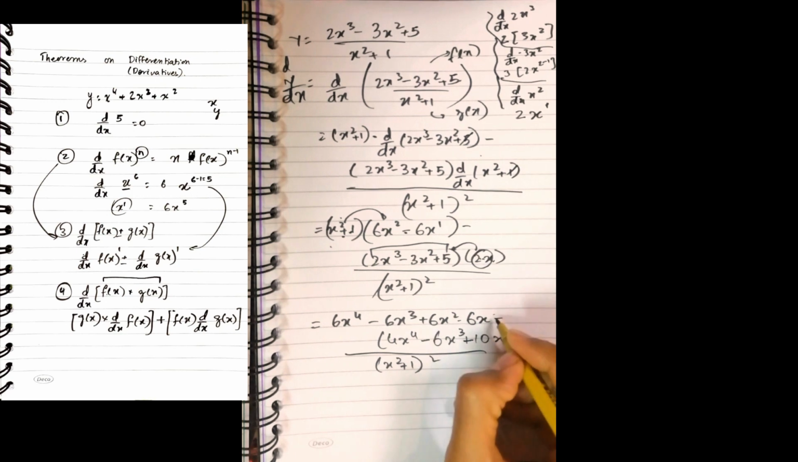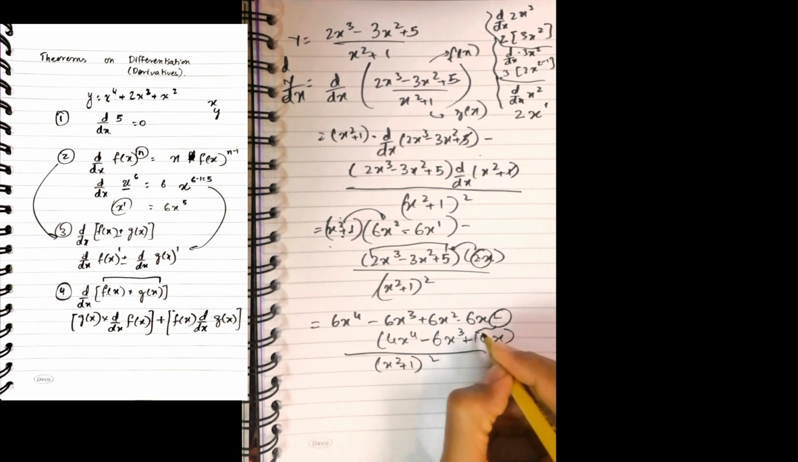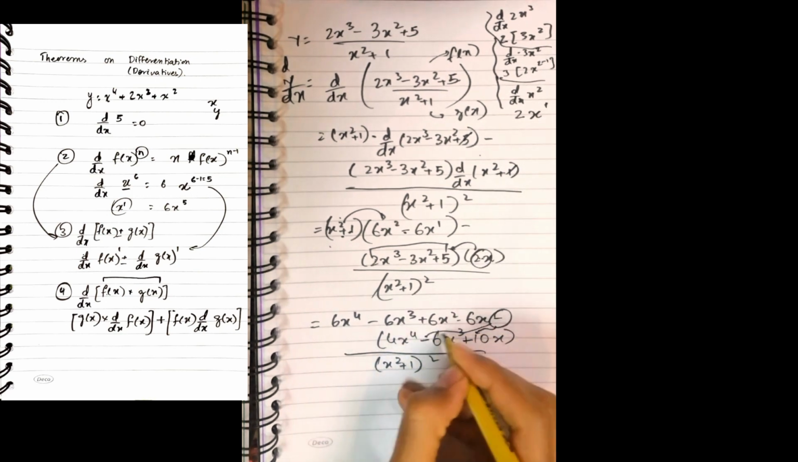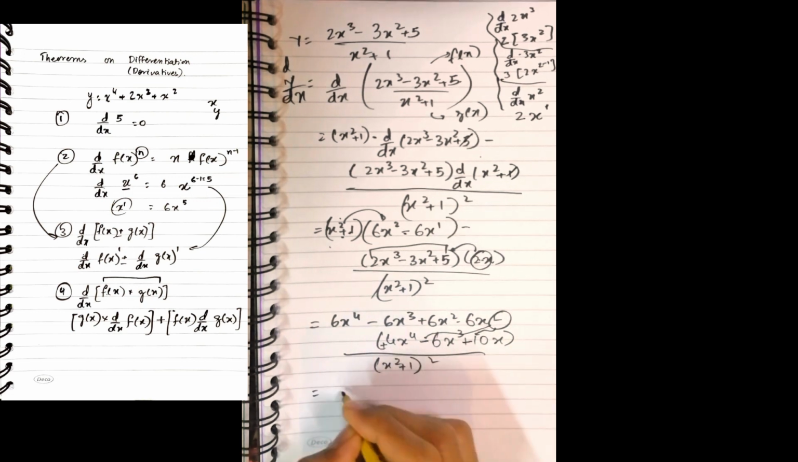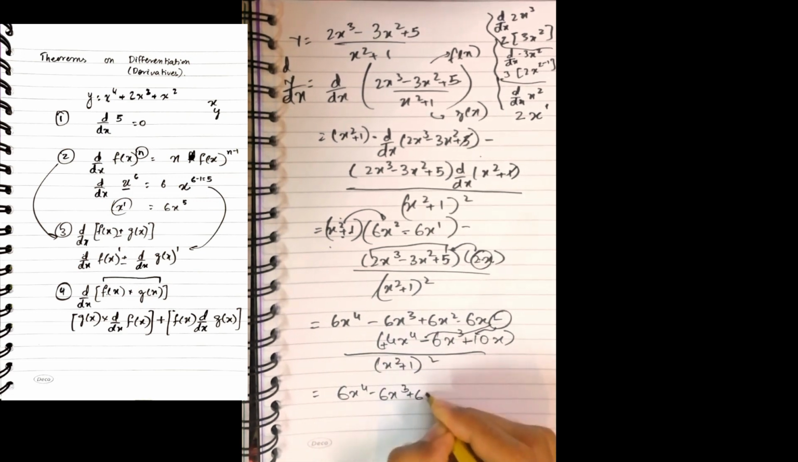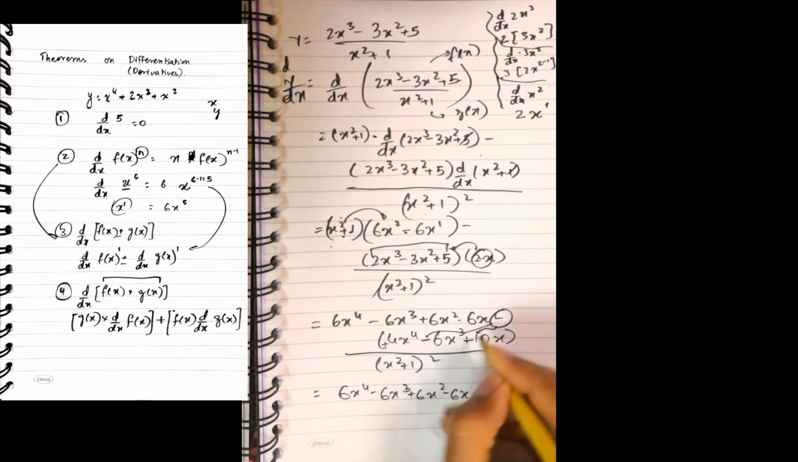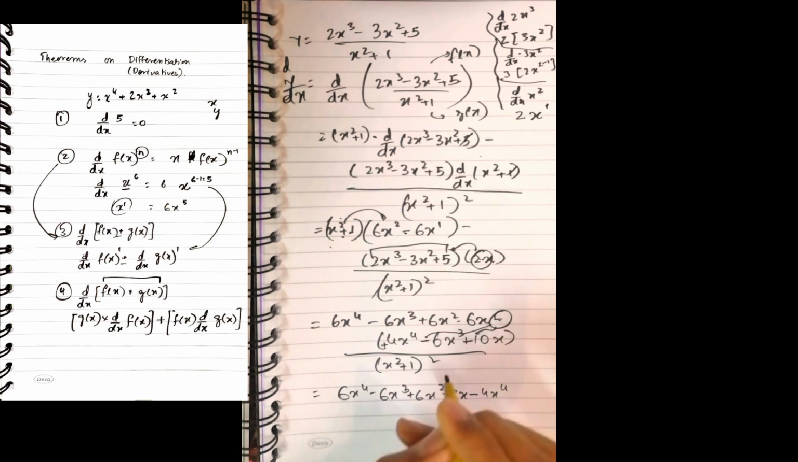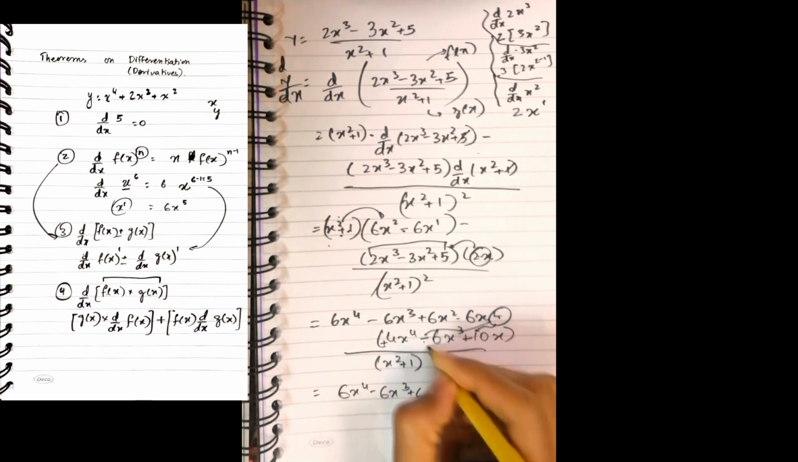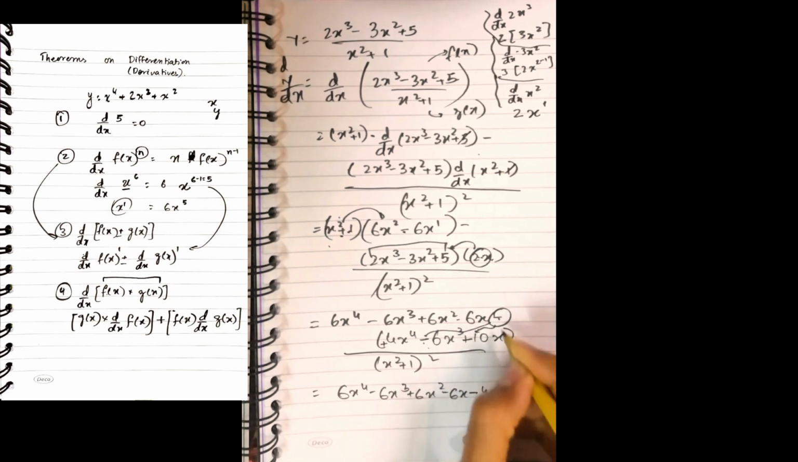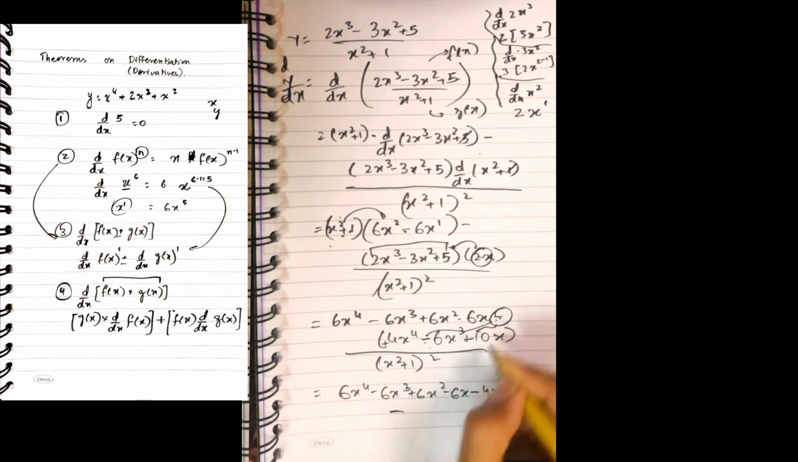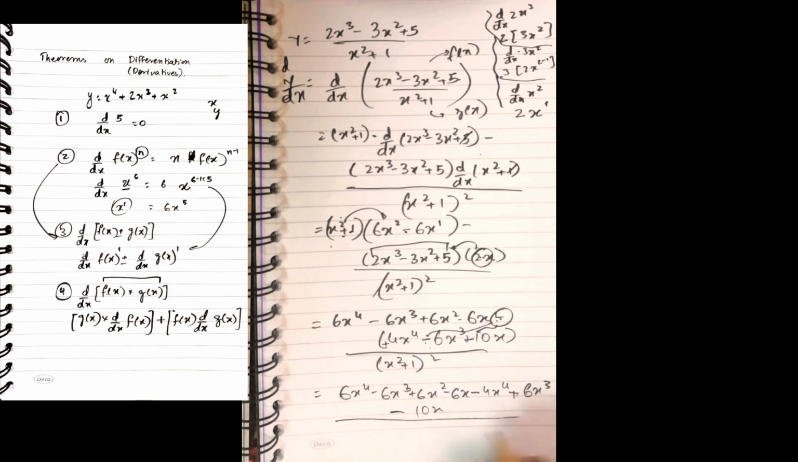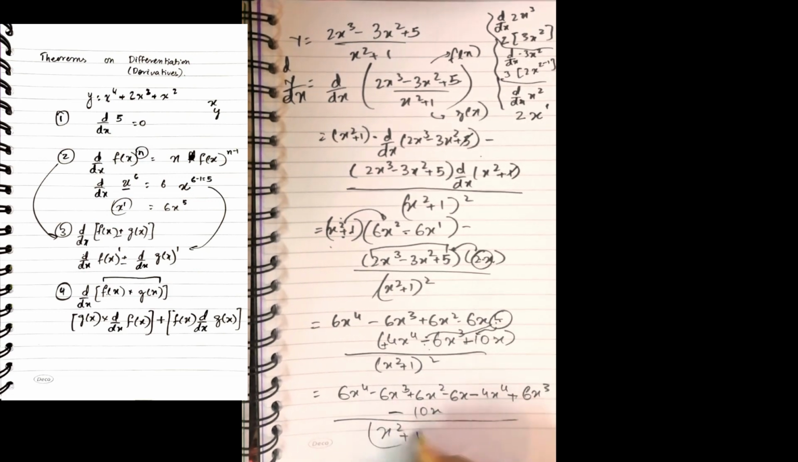Now we are going to multiply this negative sign inside all of these terms. So 6x to the 4 minus 6x cubed plus 6x squared minus 6x, minus 4x to the 4. Minus minus is plus, so plus 6x cubed, minus 10x. And in the denominator we have (x squared plus 1) whole squared.